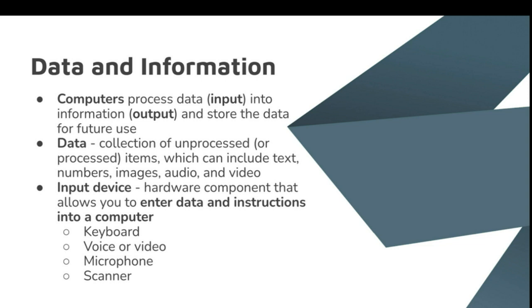Moving on to data and information. Computers process data as input into information, which is output, and store the data for future use. Data is defined as a collection of unprocessed or processed items. The book has it as unprocessed, but data can also be processed items, which can include text, numbers, images, audio, or video. An input device is a hardware component that allows you to enter data and instructions into a computer. Input devices include keyboard, video, voice, microphone, scanner.